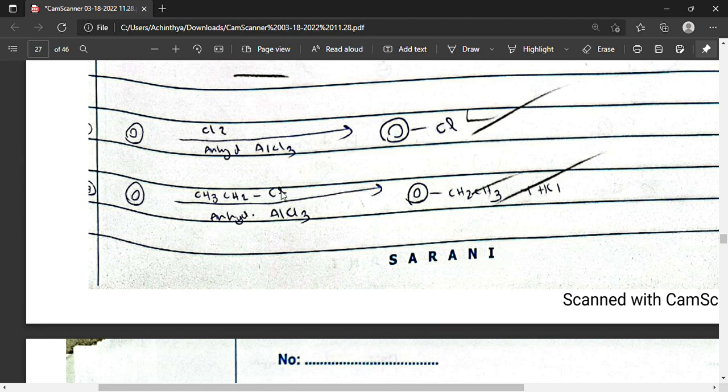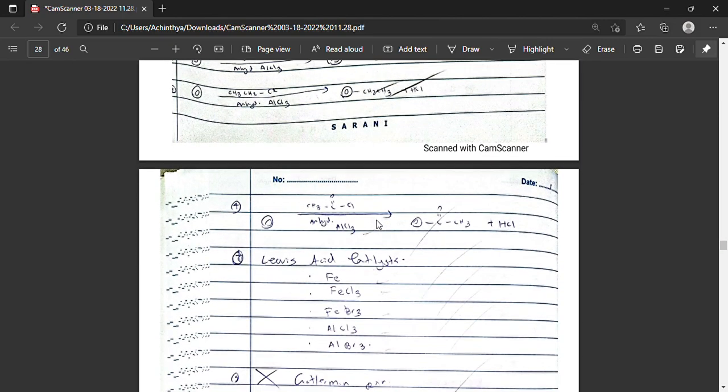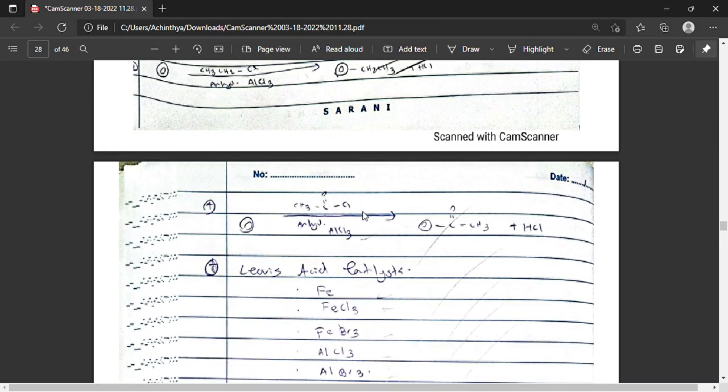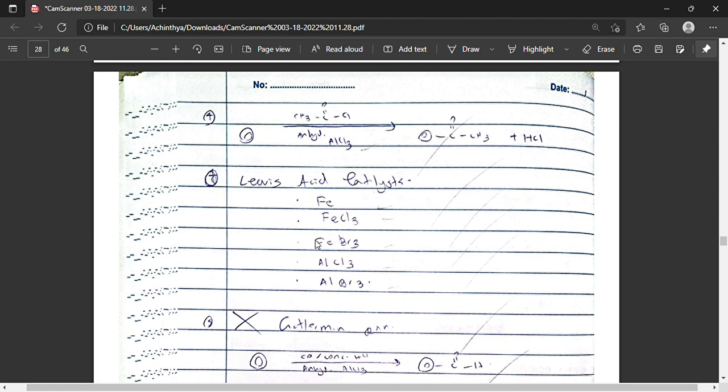What happens is the chlorine pulls away one of the hydrogens of benzene as hydrochloric acid, while the rest join to form this alkylbenzene. Oh yeah, here I have written it over here. These are acceptable Lewis acid catalysts which we can add as appropriate.